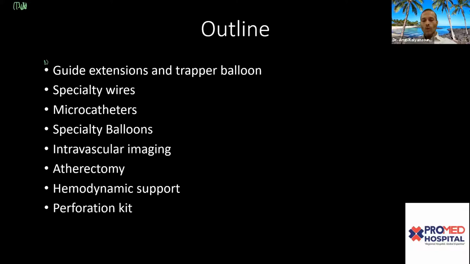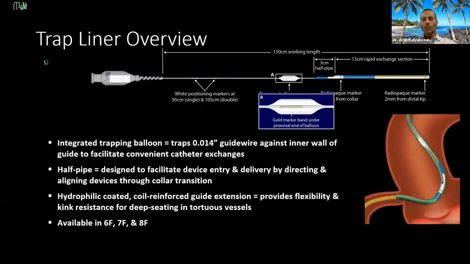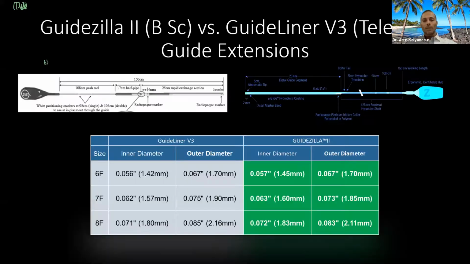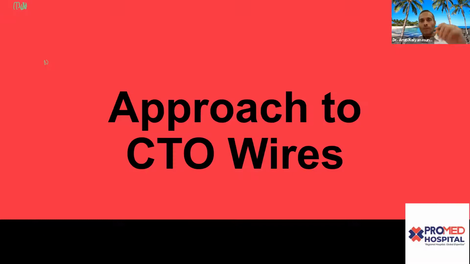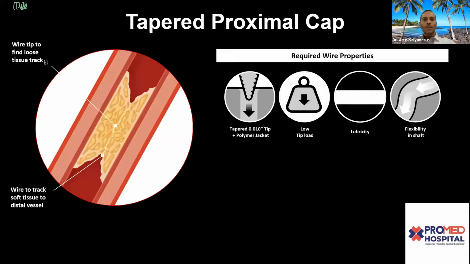Don't go in with, I've got a Pilot 200, I'm just going to... You want to have guide extension catheters. We don't have Trapliner yet, but you have Telescope, Guidezilla, GuideLiner, whatnot. You have dedicated balloons for trapping. We can use any balloon really for trapping.